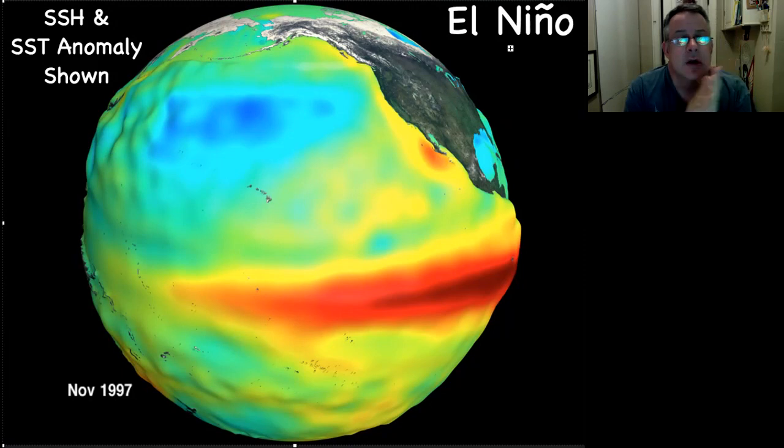Here we go. Let's take a look at this image. This is showing sea surface height and sea surface temperature of an El Nino. It's sea surface height, and it's the sea surface temperature anomaly. So you can see all across the Pacific, there's this enormous wedge of warm water that is sitting right where the cold tongue is supposed to be.